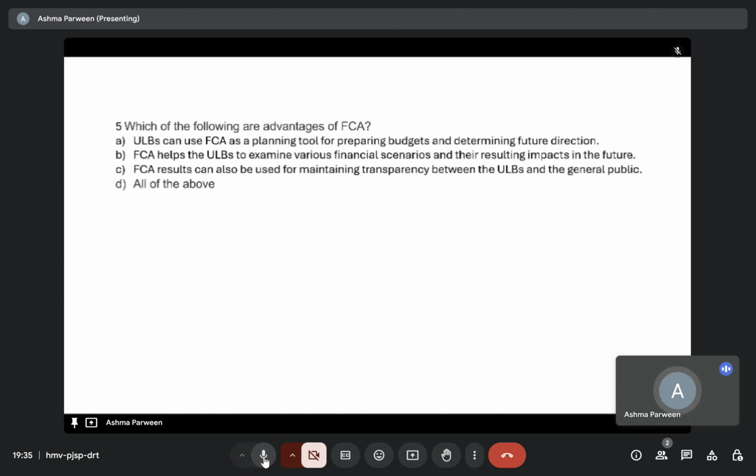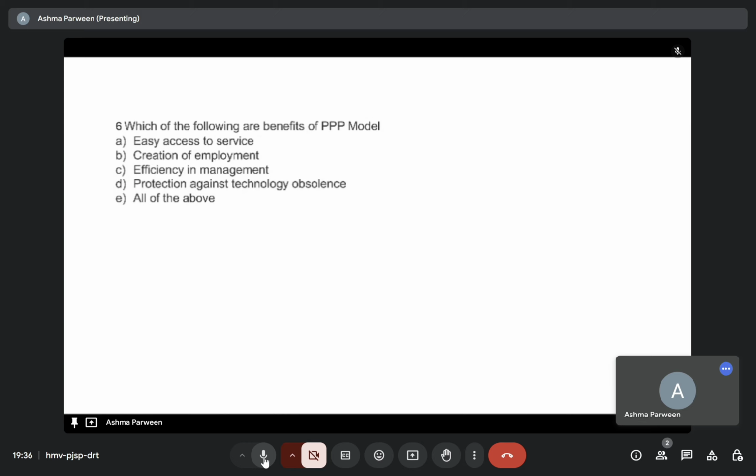So all the three options are the advantages of FCA. It can be used as a planning tool for preparing budgets and determining the future direction. FCA also helps the urban local bodies to examine the various financial scenarios and their resulting impacts in the future for the project. And FCA results can also be used for maintaining transparency between the urban local bodies and the general public. So D, all of the above, is the correct answer. So now let's move to the next question.